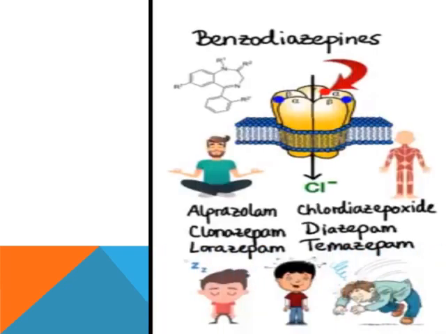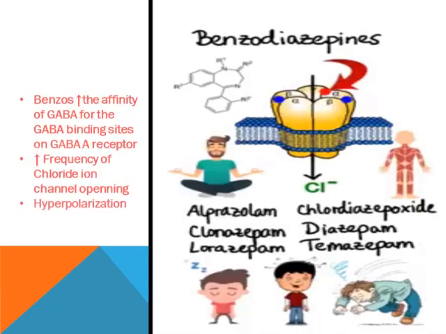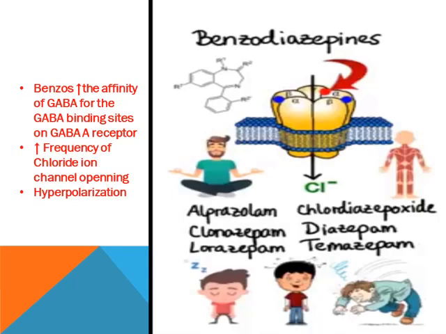Benzodiazepines are formed by the fusion of a benzene ring with a 7-membered diazepine ring. Benzodiazepines have an attachment site at the interface of alpha and gamma subunit, more specifically at the interface of alpha 1 and gamma 2 subunit. Benzodiazepines do not induce the opening of chloride channel as directly as GABA. Instead, the binding of benzodiazepines to their receptor site increases the affinity of GABA for the GABA binding site.